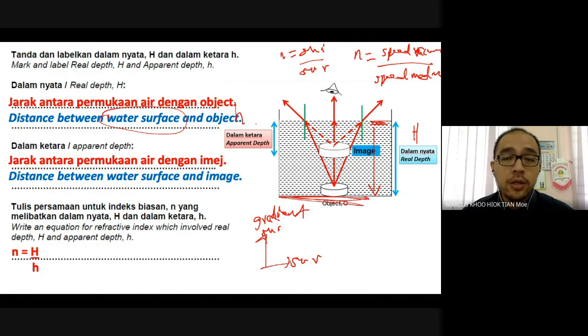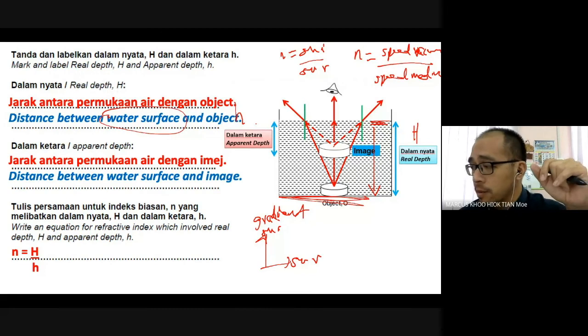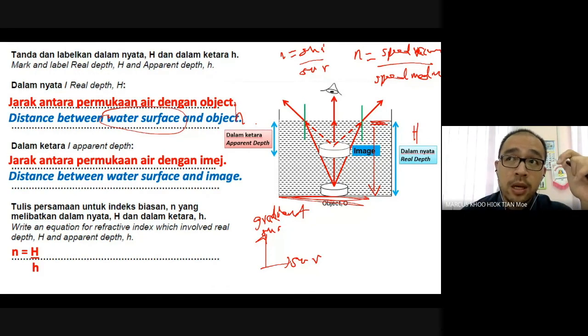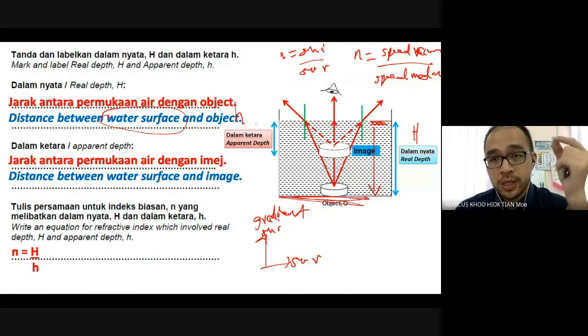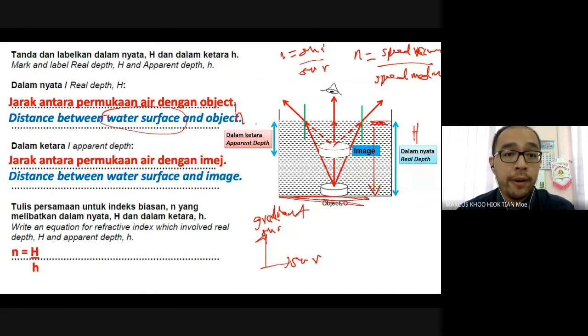So this brings us to another experiment for today. But unfortunately, I don't have a simulation for it. So we're just going to have to do it this way. Hopefully, when you come back, we may be able to do this. Actually, this is one of the most difficult experiments to do, not because it is complicated, but because it's very difficult to see the image of the apparent depth.